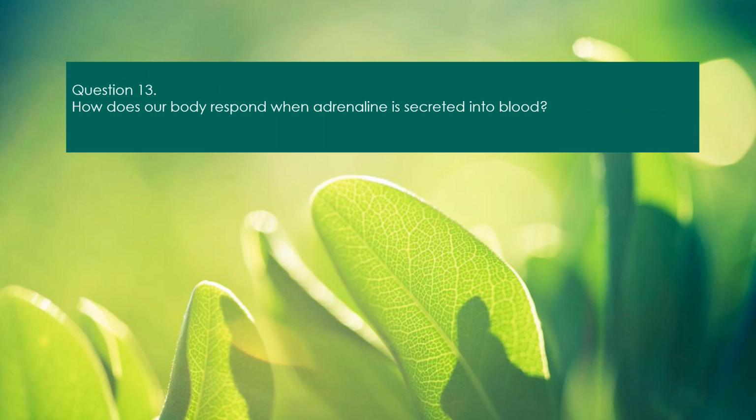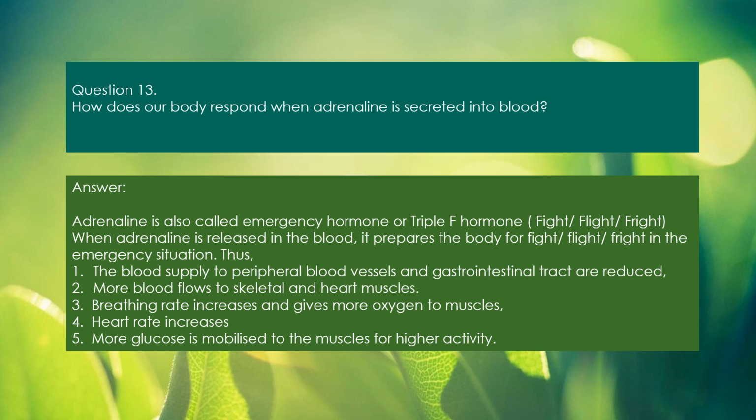How does our body respond when adrenaline is secreted into blood? Now, adrenaline is our emergency hormone, or the triple F hormone. Triple F because it prepares the body for fight, flight, or fright. So adrenaline, when released in the blood, reduces the blood supply to peripheral blood vessels and to the gastrointestinal tract. A lot of blood flows into skeletal and heart muscles, because of which the heart rate increases, the breathing rate increases, a lot of oxygen goes to the muscles, and more glucose is mobilized to the muscles for higher activity. So these are all the different things which happen in the body when adrenaline is secreted.